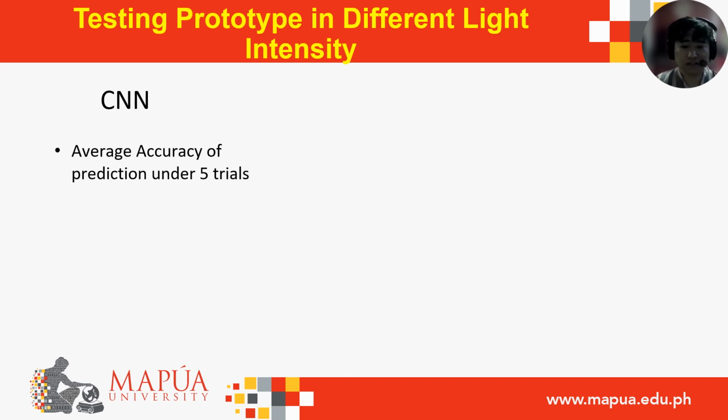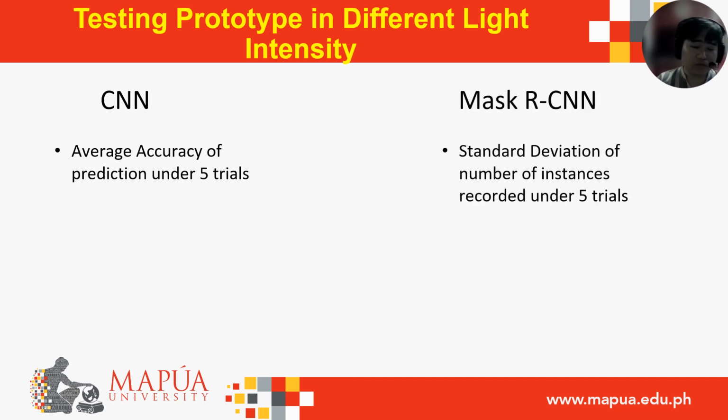The prototype's performance in rust classification under different light intensities was evaluated by calculating the accuracy of the rust classification prediction under these different light intensities. 5 trials were conducted and the average accuracy was calculated. On the other hand, the prototype's performance in rust localization under different light intensities was also evaluated by getting the standard deviation of the number of instances under these 5 trials.